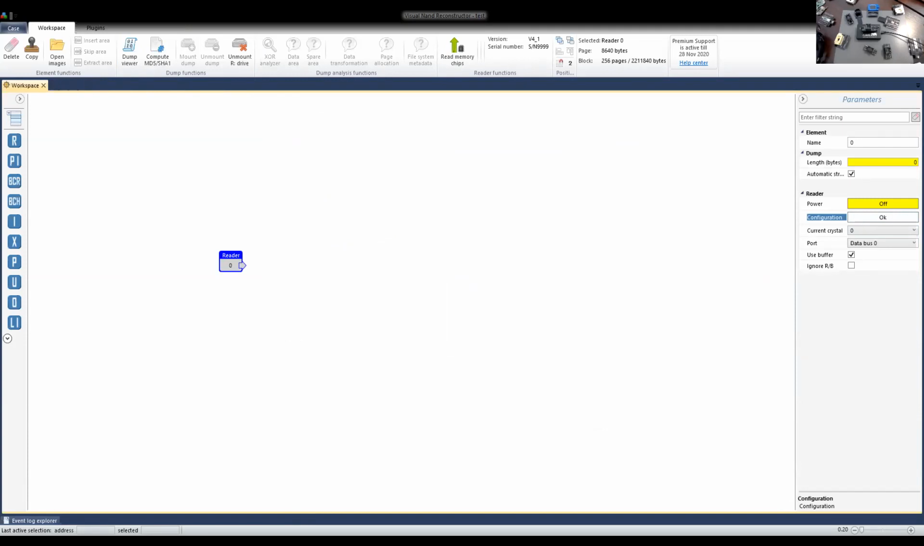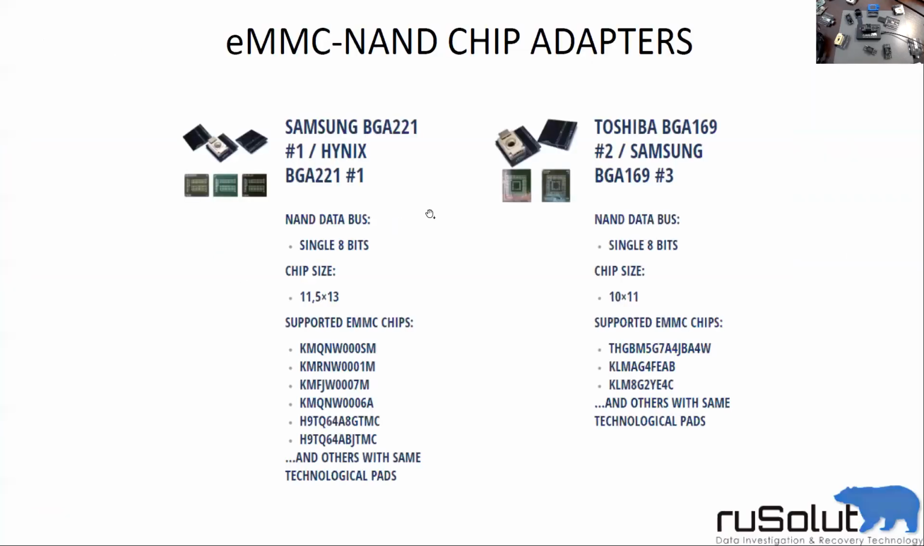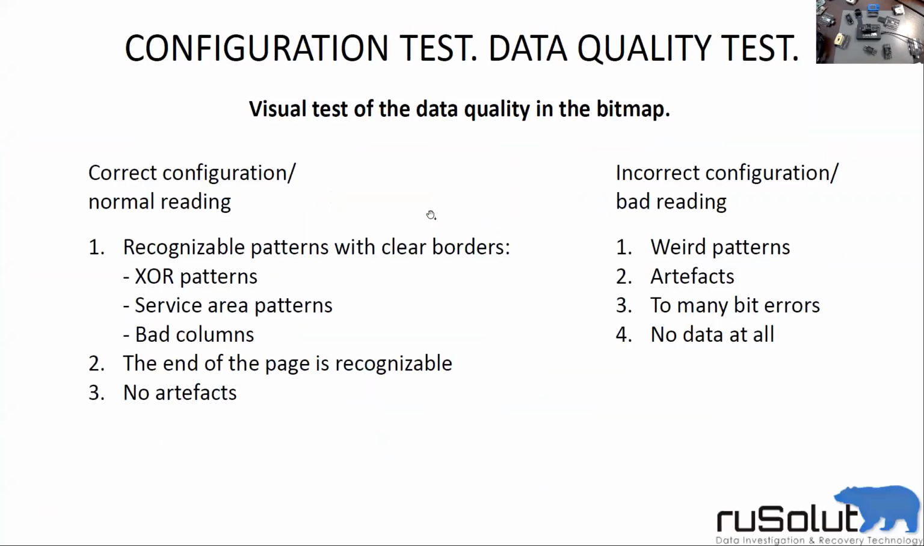Now let's see how we do this visual test. It's a kind of hard thing to explain. It's mostly about your experience. So when you do this visual test, you need to open the dump in bitmap. You need to get direct access to the chip and check how the data looks visually. And after some time, after some experience, you will clearly see if you have good data or you have some problems with reading.